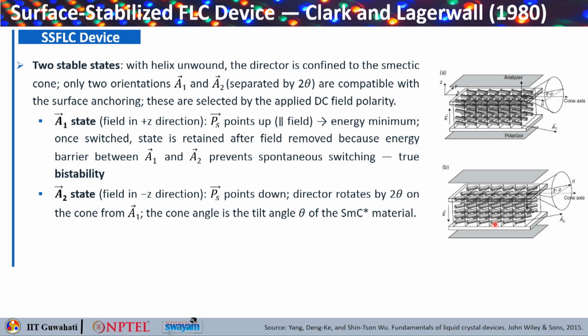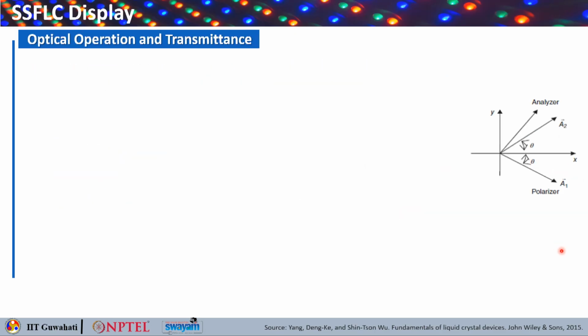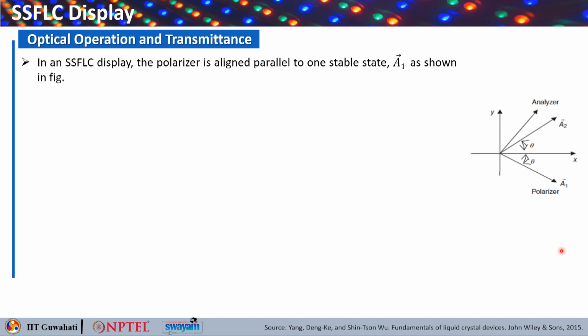The other state is this A2 state, when the field is in the minus z direction. So here the spontaneous polarization also points downwards, but the director has now rotated by 2 theta in the same cone from A1. Okay, earlier A1 was here, so from that you have gone by 2 theta, right? And the cone angle is nothing but the tilt angle of this smectic C crystal. So let us see the optical operation and the transmittance for this kind of SSFLC display.